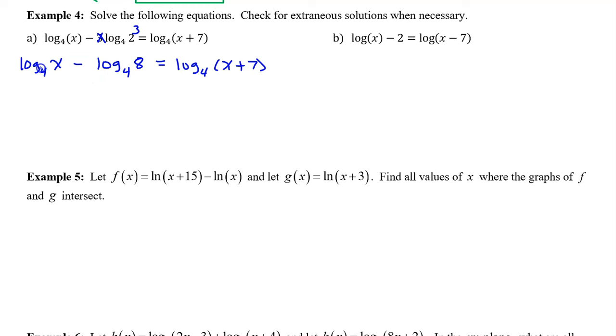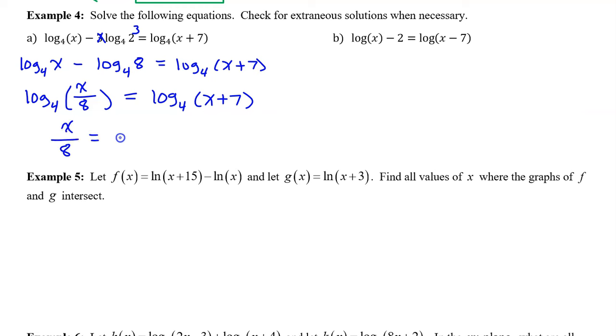Now we can combine the difference of two logs into the single log of a quotient. So this will be the log base 4 of x divided by 8. And this will all equal the log base 4 of x plus 7. Now that we have a log equal to a log, the arguments must equal each other. So x over 8 must equal x plus 7.